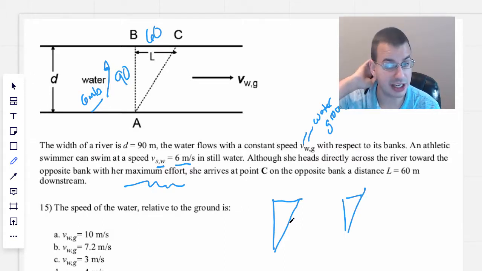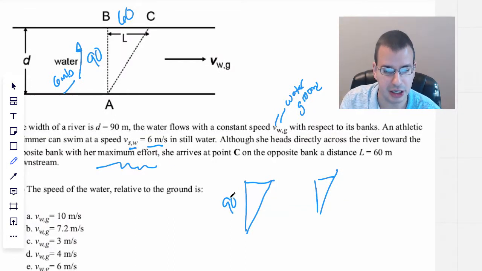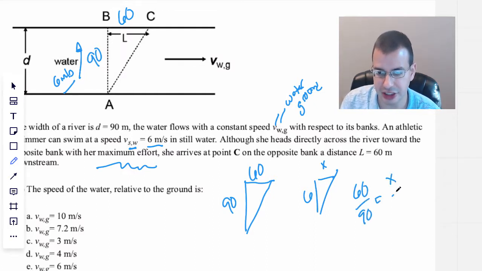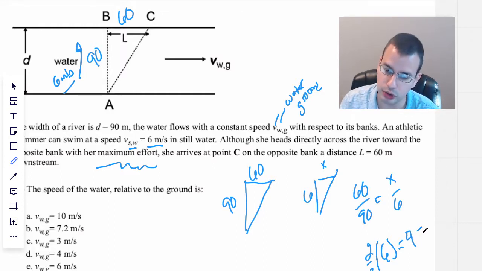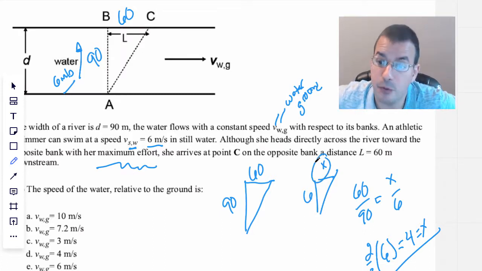So this is going to be a case of similar triangles. Our triangles would be 90 meters, 60 meters, 6 meters, and then we'll call this X. So 60 divided by 90 equals X divided by 6. Rearrange this. 60 divided by 90 is 2/3. Multiply by 6 equals 4, which will equal X. So this X value here will be 4.